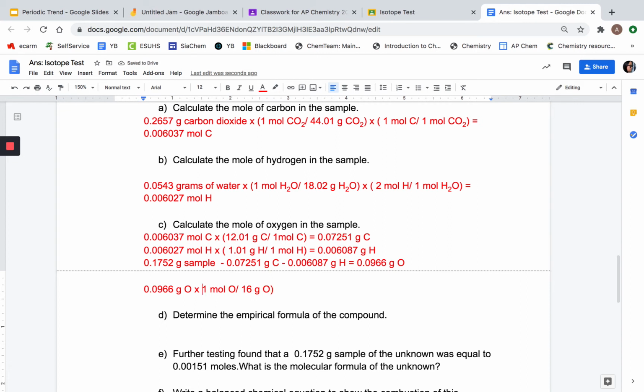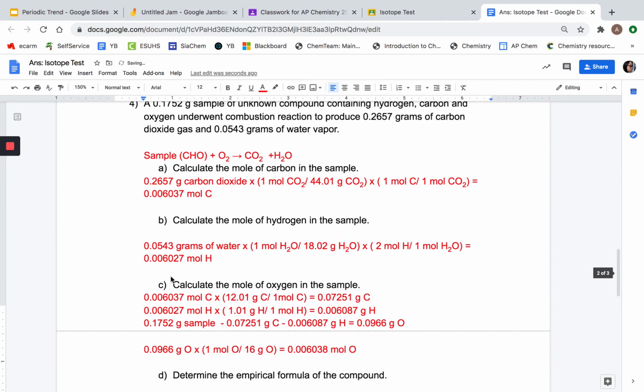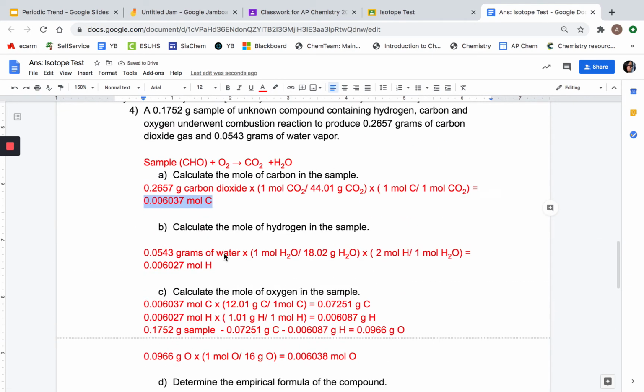Okay, so again, let's go ahead and do that. Divided by 16. So that should give us 0.00603 0378, so 038 mole of O. Now that I have those 3, we're just gonna do empirical formulas, which means simply mole ratio. So go back and pick up the mole of each one, since we're gonna be doing ratio of those.